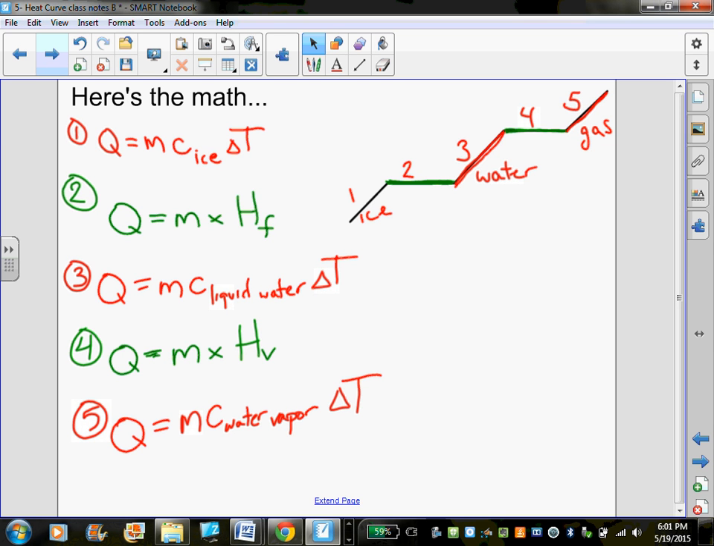I hope that you guys see a pattern in these equations, not just in color, but the fact that the three equations that are in red are all very similar to one another. The only thing that's changing is the specific heat, really. And the ones that are in green, hopefully you see that those are really similar to one another. The only thing that's changing is whether or not you use heat of vaporization or heat of fusion. So I'm not asking you guys to memorize 5 equations, but I am going to ask you to know how to use 2 different equations and be able to understand when you need to use MC delta T and when you need to use M times H. Okay? I think that we can do it.